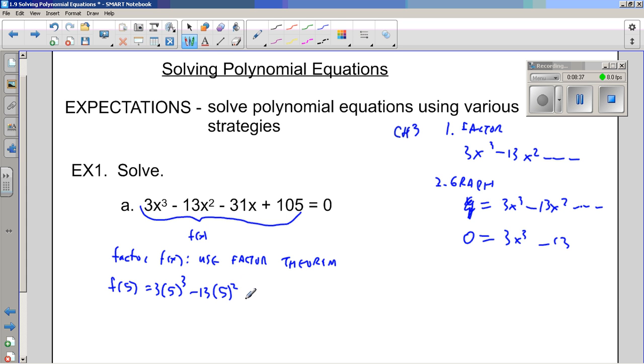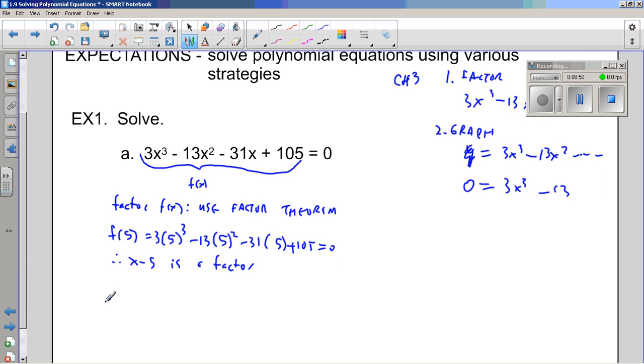And then what's the next step? Do you remember what the next step is after finding a factor? This is equal to 0, so I say therefore x minus 5 is a factor. Remember what the next step is? Long division. We've done this, right? When we were factoring. Now it's equal to the left-hand side here, but we'll have to see how that changes our whole process. It doesn't really, not much.